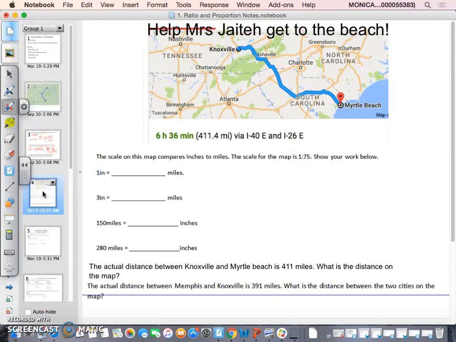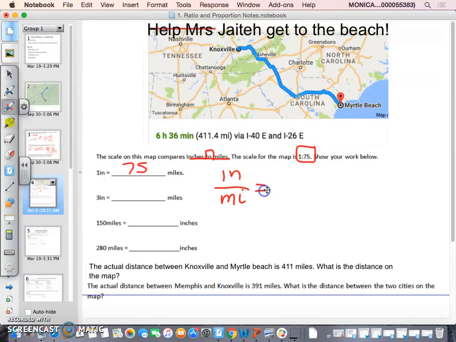So the first thing I have to look for is my ratio or my scale. It says the scale for the map is 1 to 75, and this is in inches to miles. The key word is going to be the word "to." That tells you you're looking at a ratio. So I know that 1 inch is going to equal 75 miles. So this time my ratio is inches to miles.